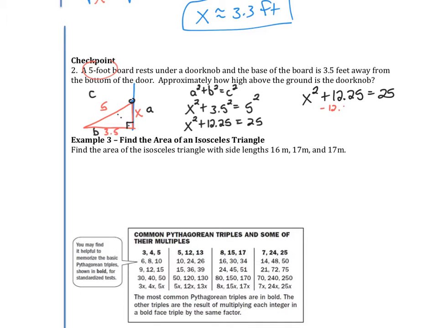So we subtract 12.25 to get x squared equals 25 minus 12.25, which is 12.75. And then how do we get rid of a squared? You would take the square root. So the square root of 12.75 is about 3.57.